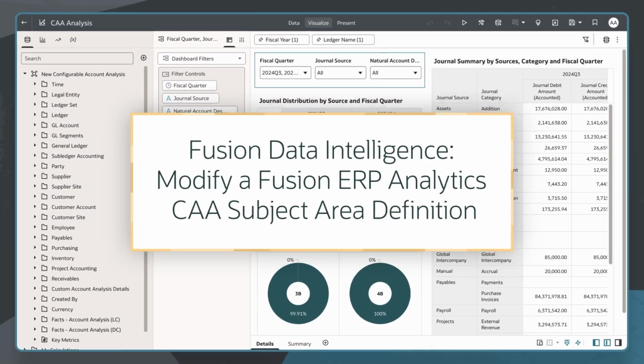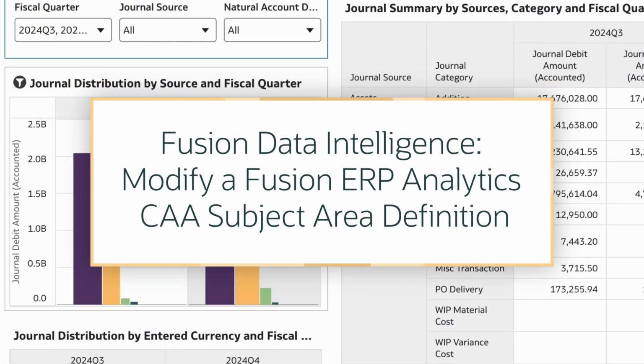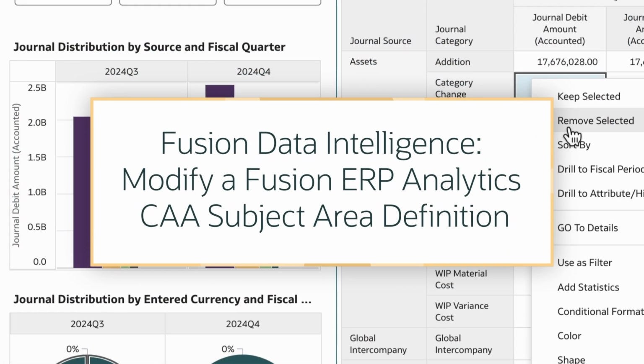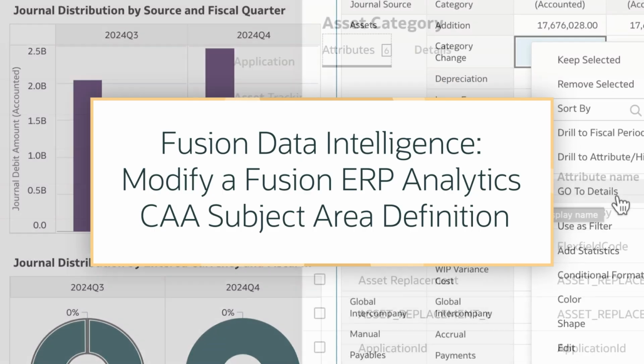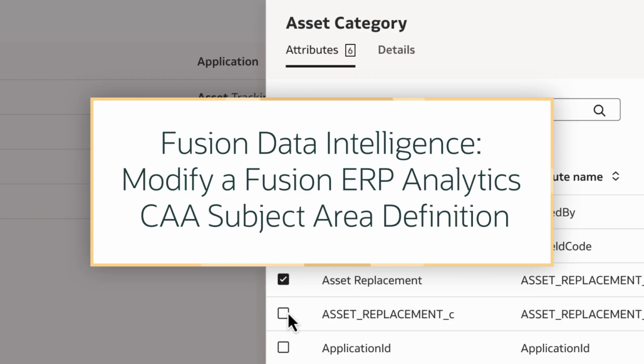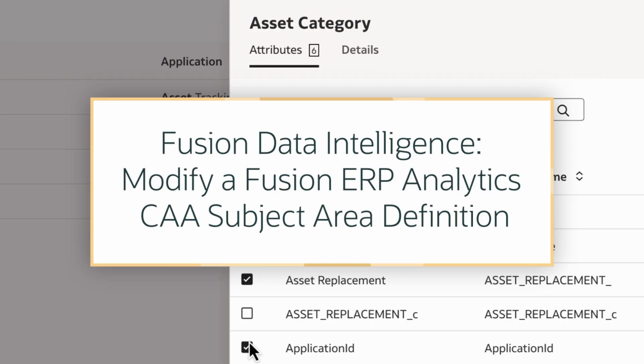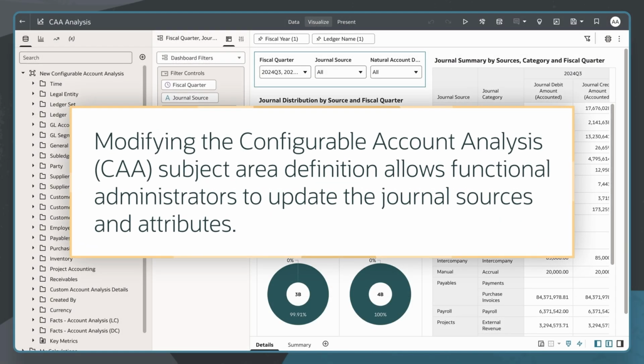In this tutorial, we'll learn how to modify a Fusion ERP Analytics Configurable Account Analysis subject area definition in Oracle Fusion Data Intelligence, or FDI. By modifying the Configurable Account Analysis, or CAA subject area definition, functional administrators can update the journal sources and attributes.